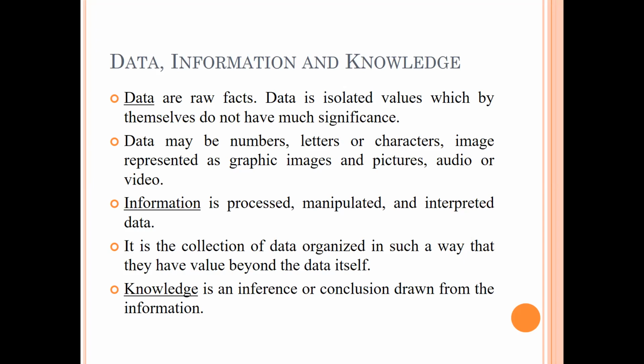Information is defined as data that is processed, manipulated, and interpreted. So remember, we said data are raw facts, but we're saying information is data that has been processed, manipulated, and interpreted, meaning it has been given some form of meaning. So information is a collection of data organized in such a way that they have value beyond the data itself. They can be used for something. Knowledge is defined as an inference or conclusion drawn from the information.